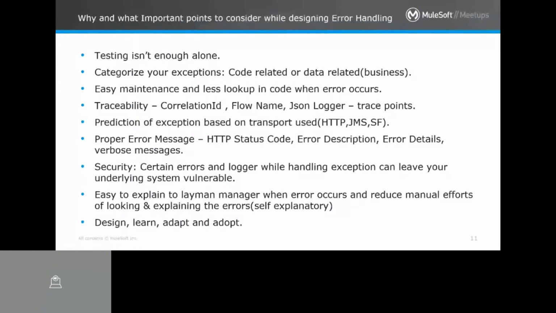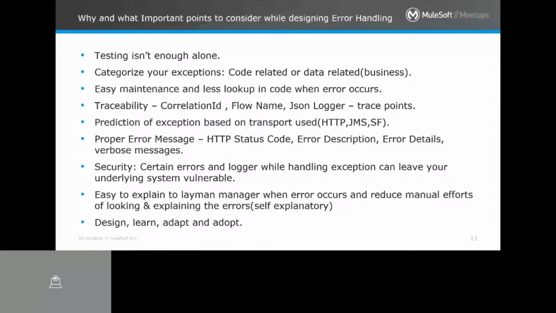Why do we need good error handling? Because of easy maintenance and fewer lookups in the code when an error occurs. If a non-technical person is consuming the API and sees an error like "expecting string but got null", they might not be aware of what happened, and sometimes we also don't know where it happens. When we have good error handling, there is less maintenance. We do not have to go into our code every time and look up the errors if we have proper error handling and a proper error response.